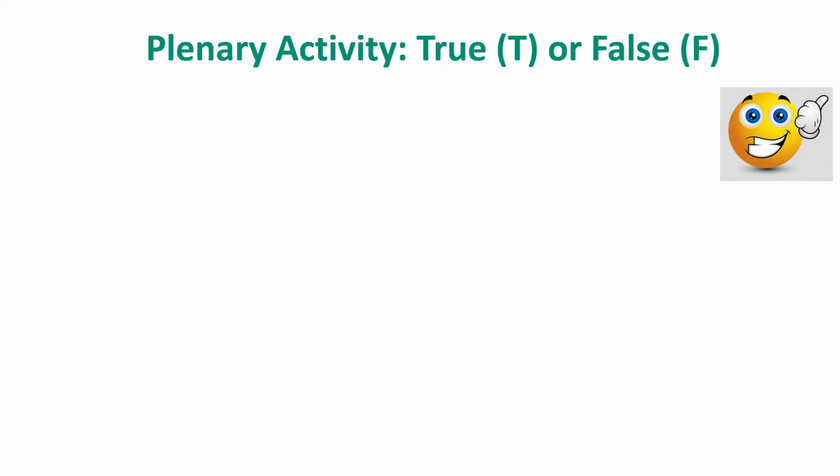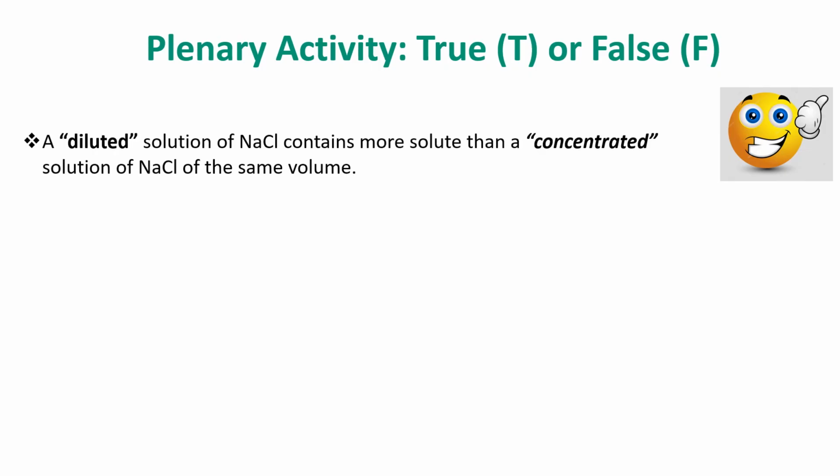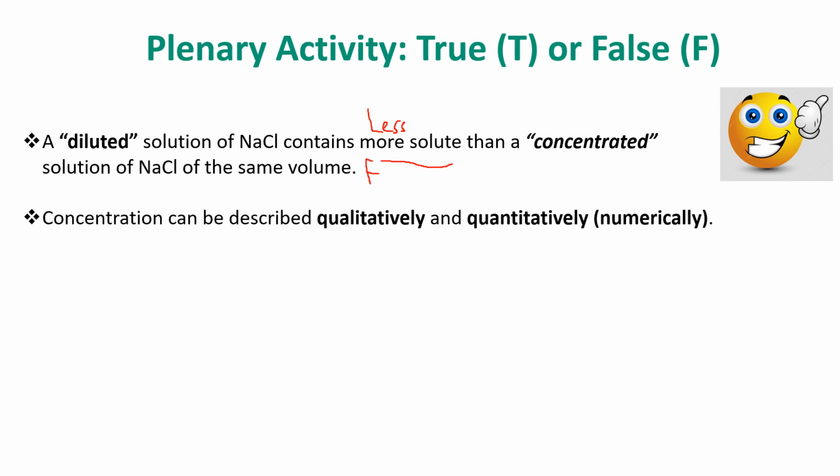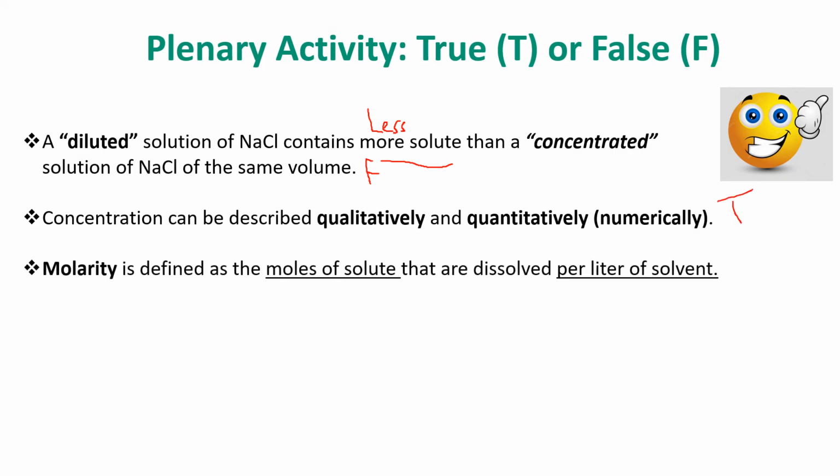Let's revise the concepts that we studied using true or false questions. So, a diluted solution of NaCl contains more solute than concentrated solution of NaCl of the same volume. And the correct answer is false, because it should contain less solute. Concentration can be described qualitatively and quantitatively, numerically. That is true.